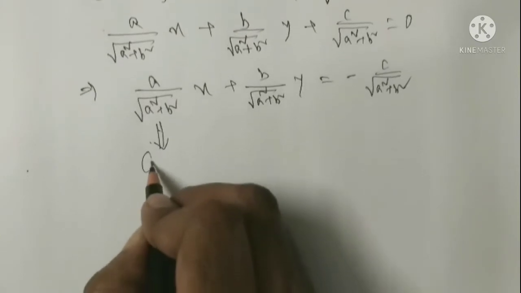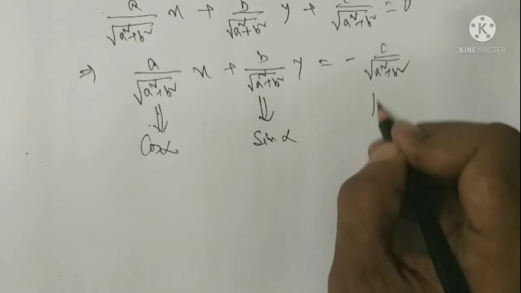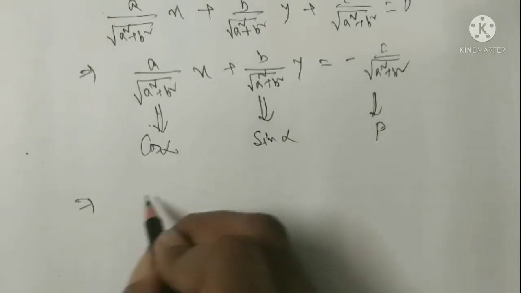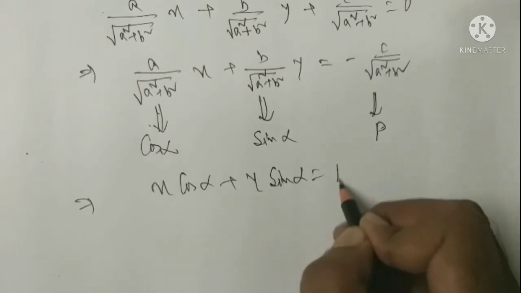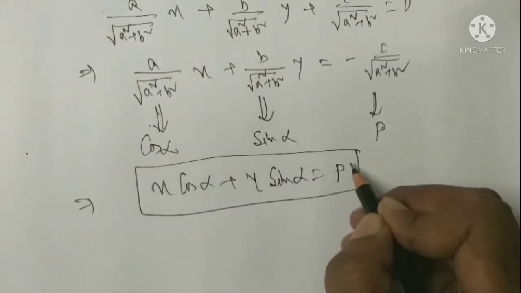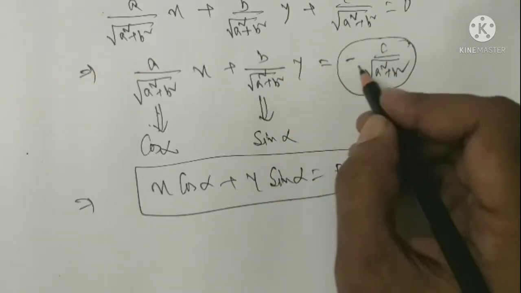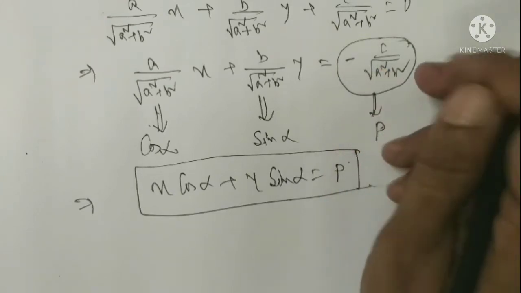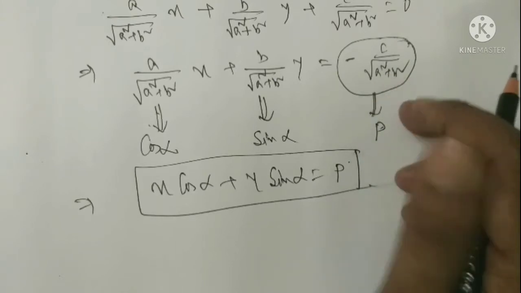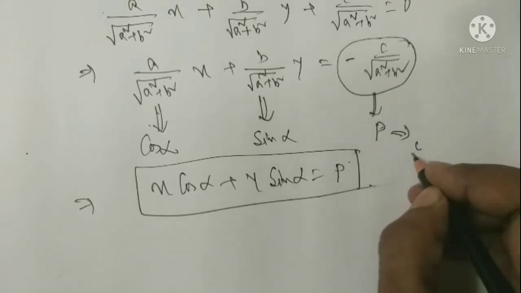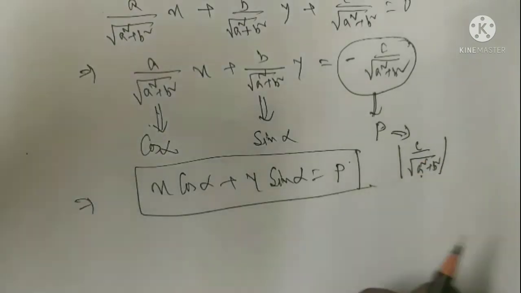If I consider this as cos alpha and this as sin alpha and this as p, then it becomes x cos alpha plus y sin alpha equals p. p is normal, therefore this part will be positive. Numerically, this is algebraically negative, but whenever we consider it meaningfully, it will be considered positive. c by root over a square plus b square is a positive length.